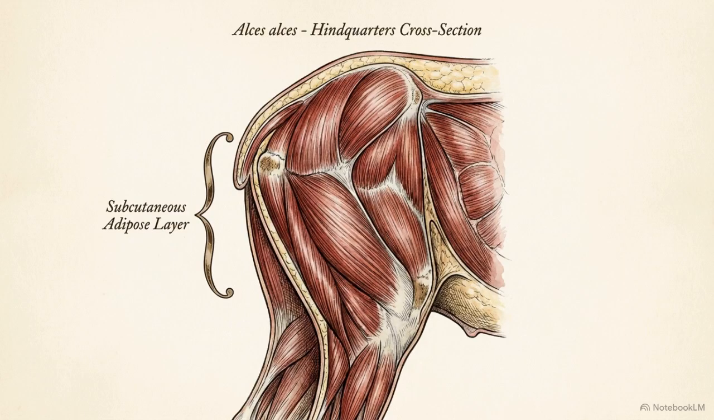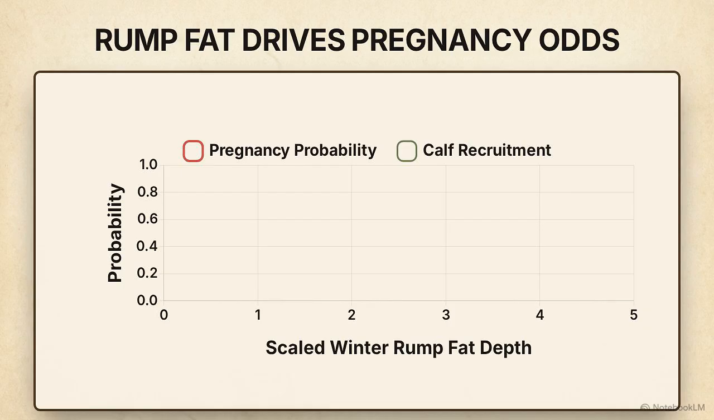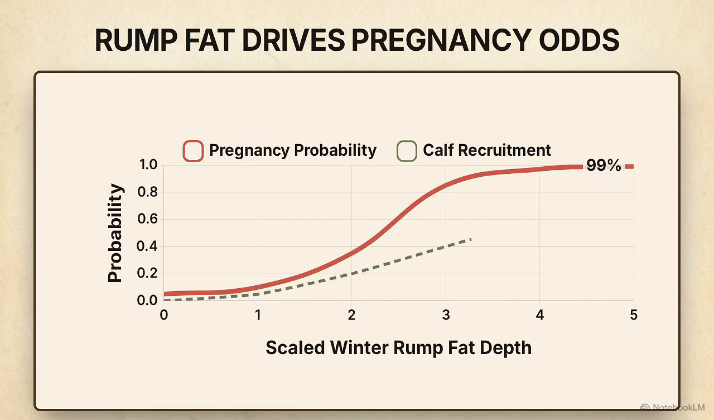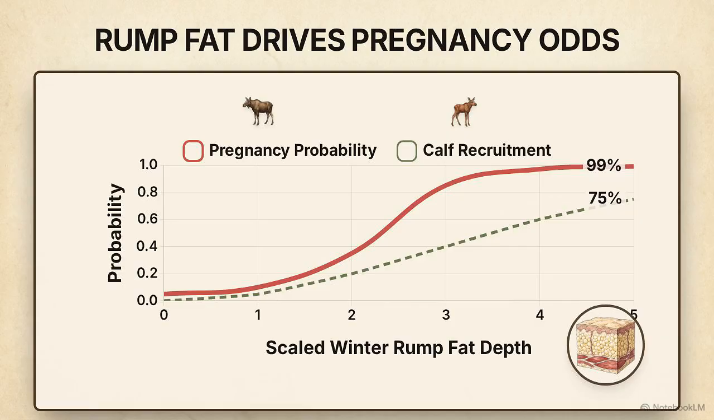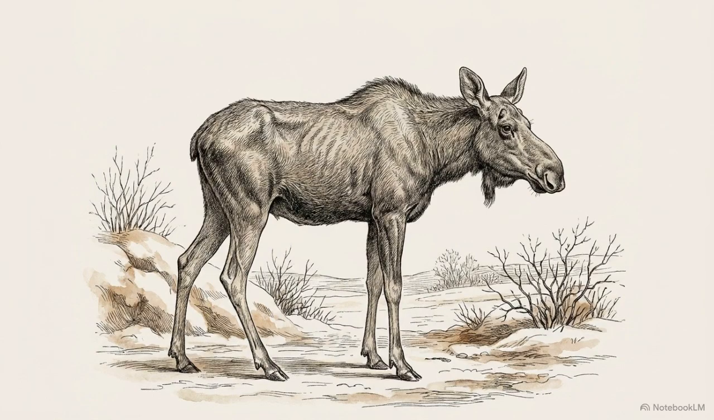rump fat depth. This probability curve maps data from the Utah herds, revealing the mathematical relationship between fat reserves and reproduction. As winter rump fat increases, the probability of pregnancy tracks strictly upward. Even if pregnant, this same fat metric dictates successful spring calf recruitment. It is a brutal physiological trade-off.